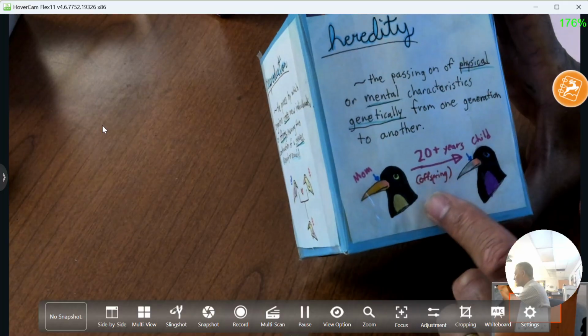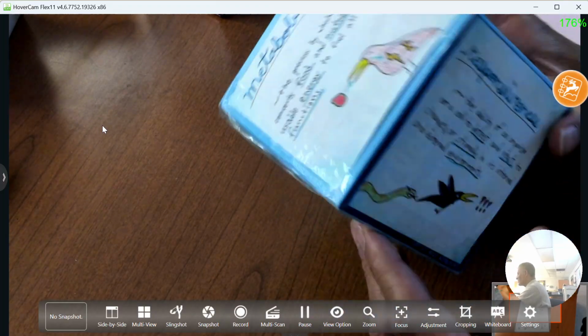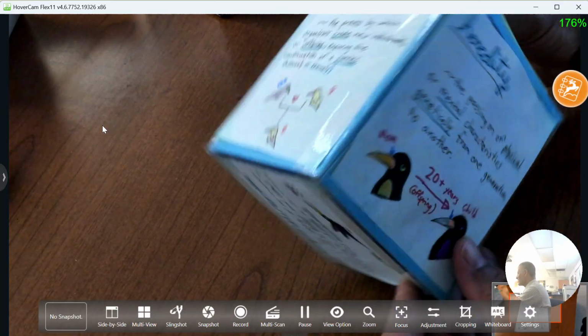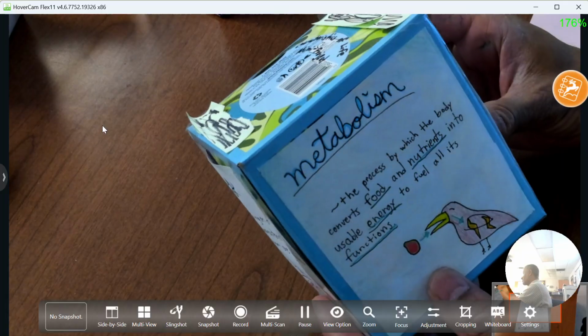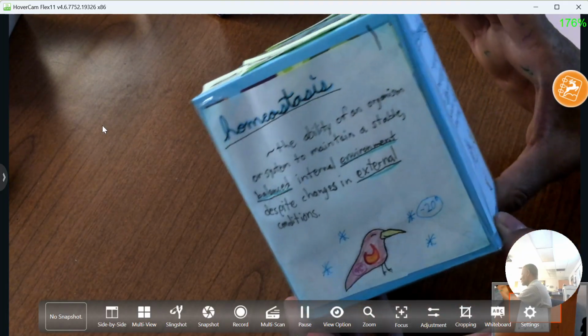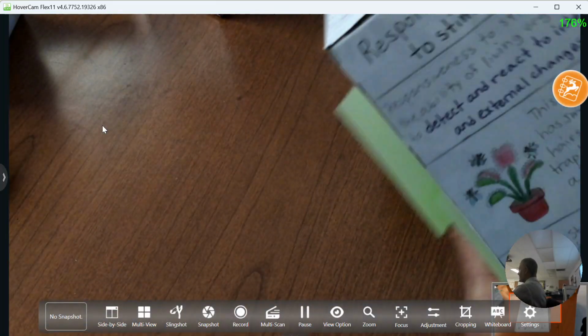So here's heredity of this bird. Here's metabolism of this bird. Here's responsive, running away from a predator. I think it did heredity, and they picked metabolism. Oh, and homeostasis. All right. Two more. And then I have my exposure one.